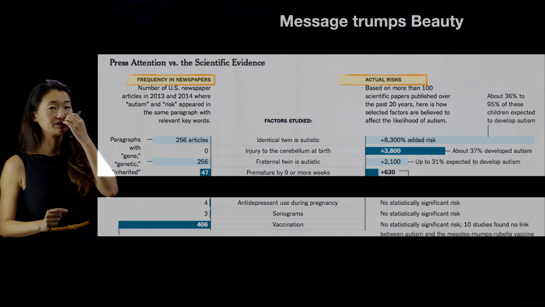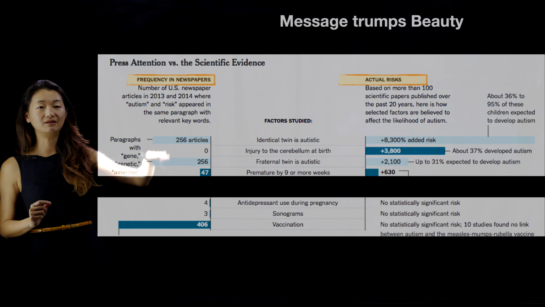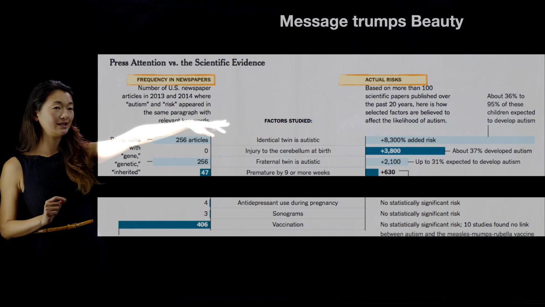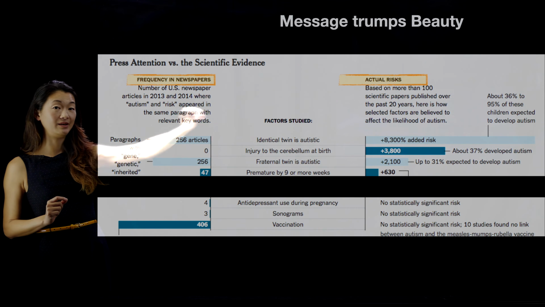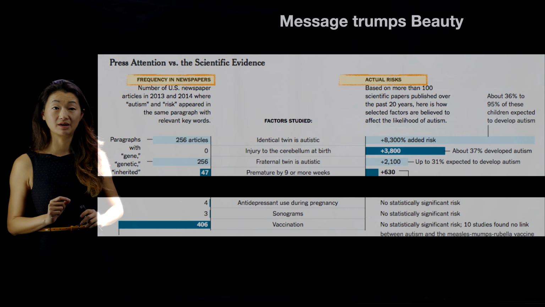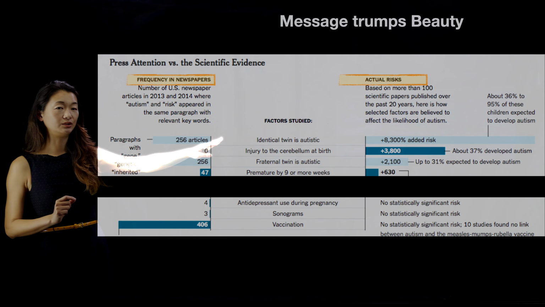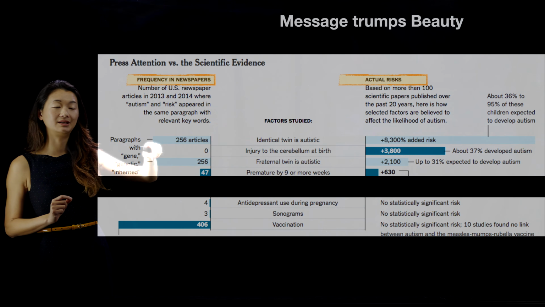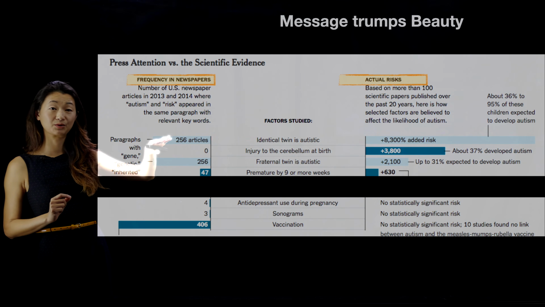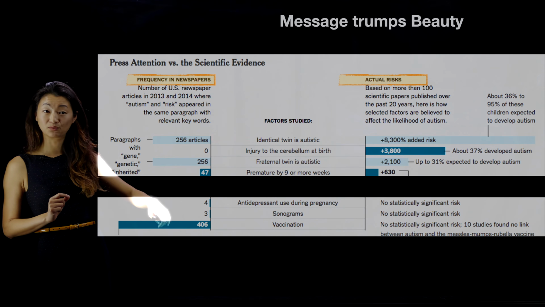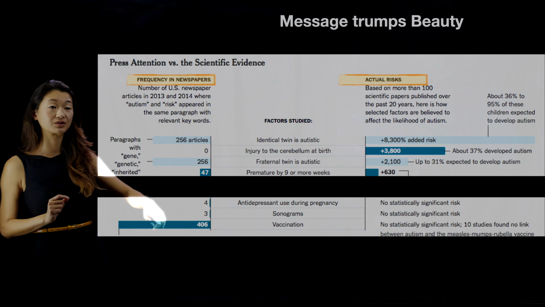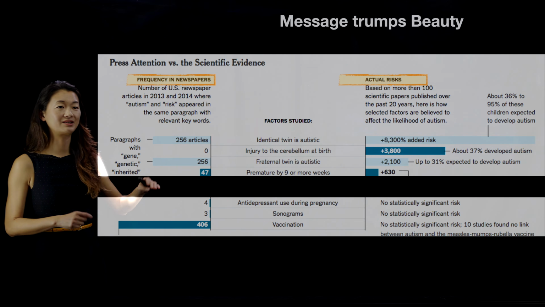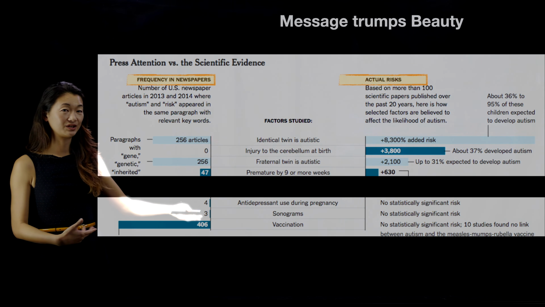So what we're doing here is looking, on the left-hand side, at the frequency with which those factors are occurring in newspapers. On the right-hand side, the actual risk in terms of how those factors are known to cause autism. Factors studied include that an identical twin is autistic, and this is mentioned often in newspapers, but not nearly as often as the word vaccination is mentioned, whereas there's absolutely no scientific study that shows that there is a risk of vaccination for autism.